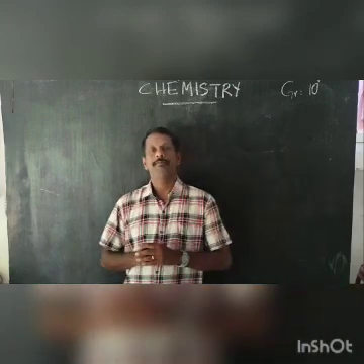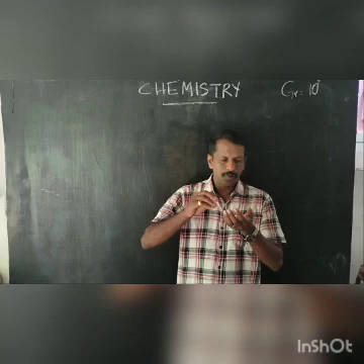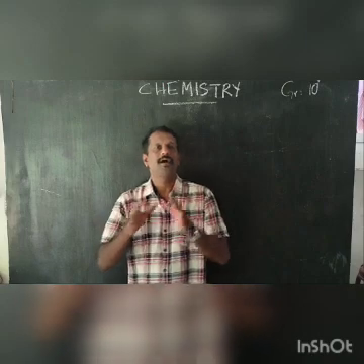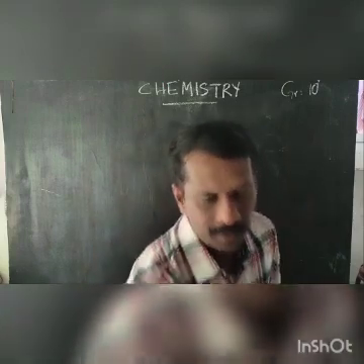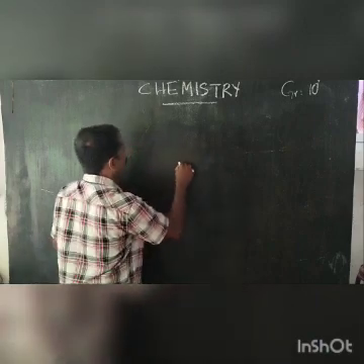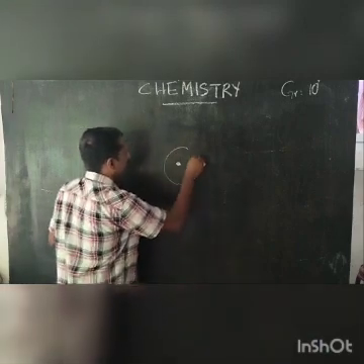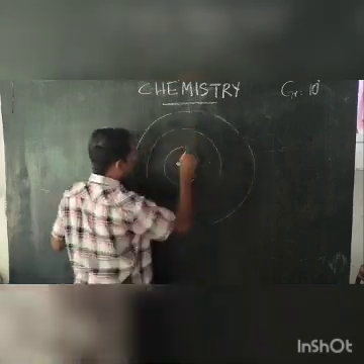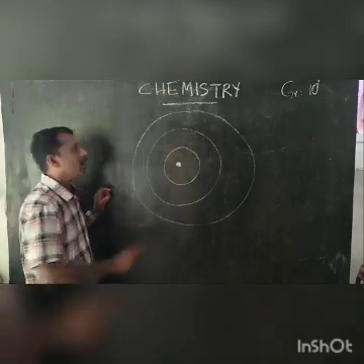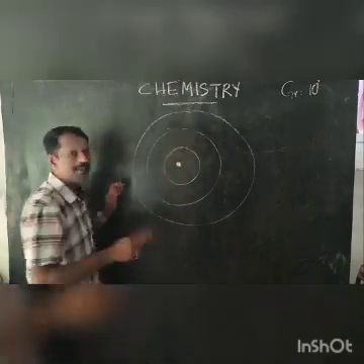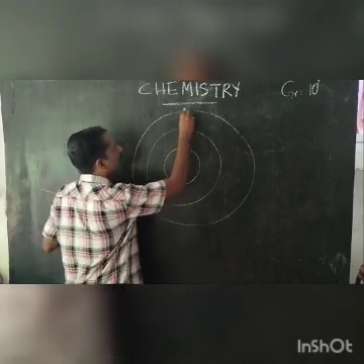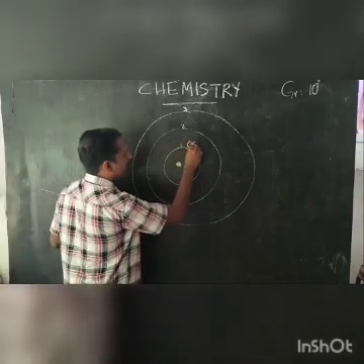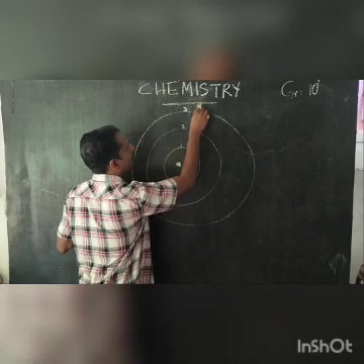Last class we discussed the Bohr model atom. According to the Bohr model, electrons are revolving around the nucleus in circular shaped paths called shells. This is the nucleus, and these are the shells. In these shells, electrons are revolving around the nucleus. These shells can be numbered as 1, 2, 3, 4, etc., or can be denoted by the letters K, L, M, etc.